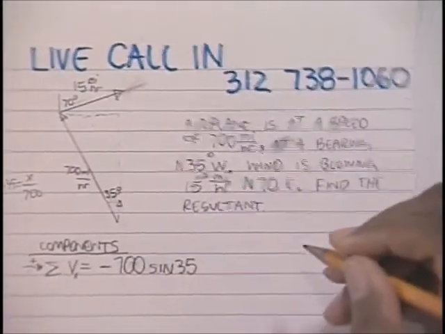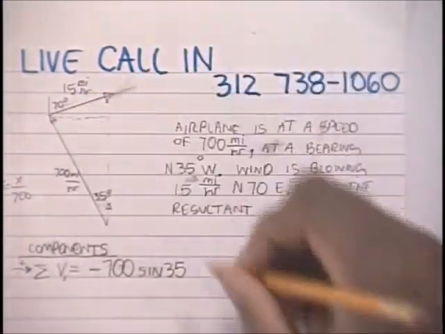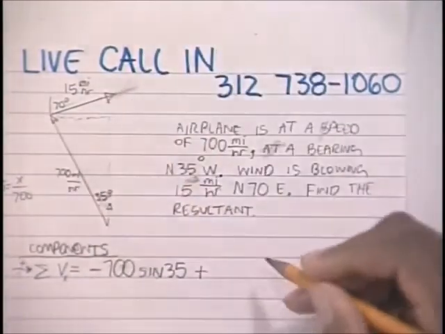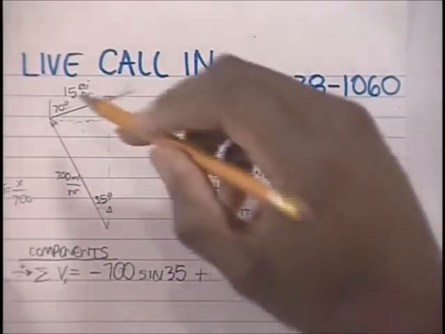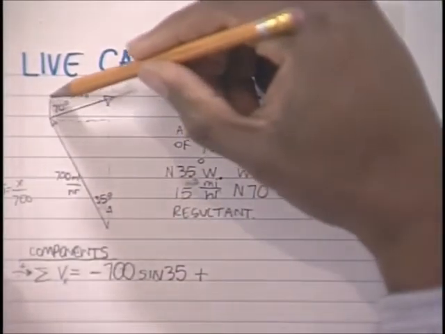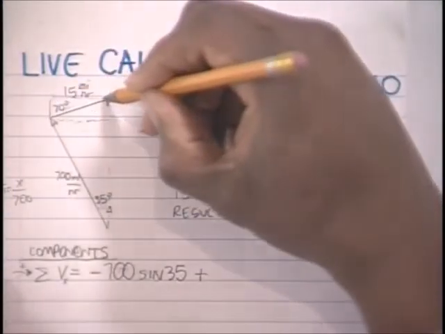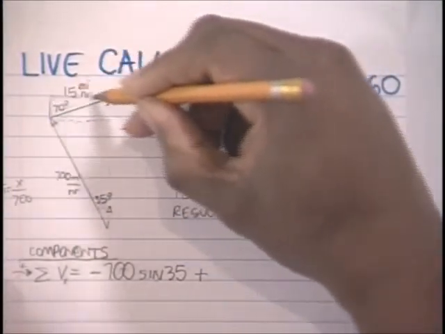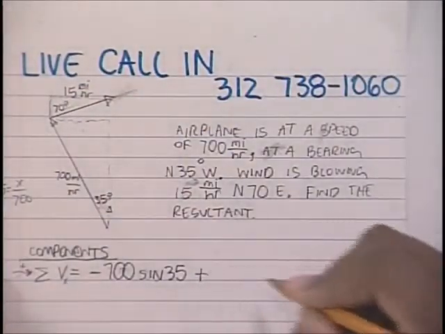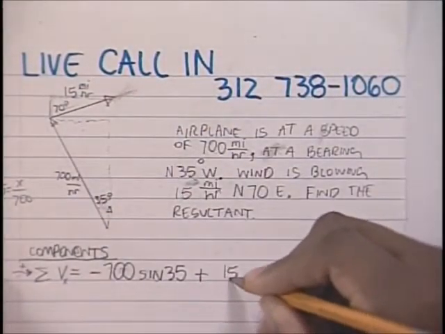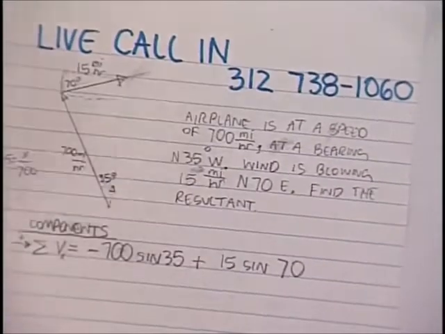All right, so then you need the x component of this. That's going to be positive because it's traveling to the right. The direction that we gave you for this was 70 degrees east of north. So this x component would be right there. That would also be sine. It'd be positive 15 sine of 70.